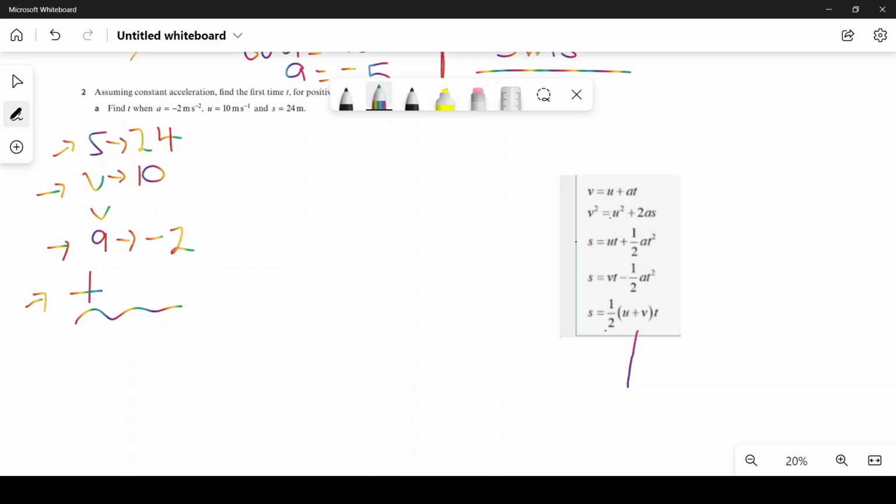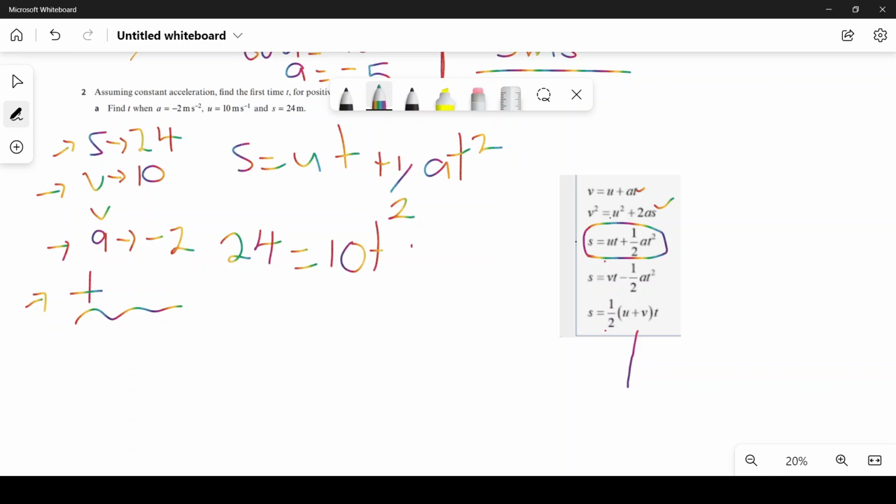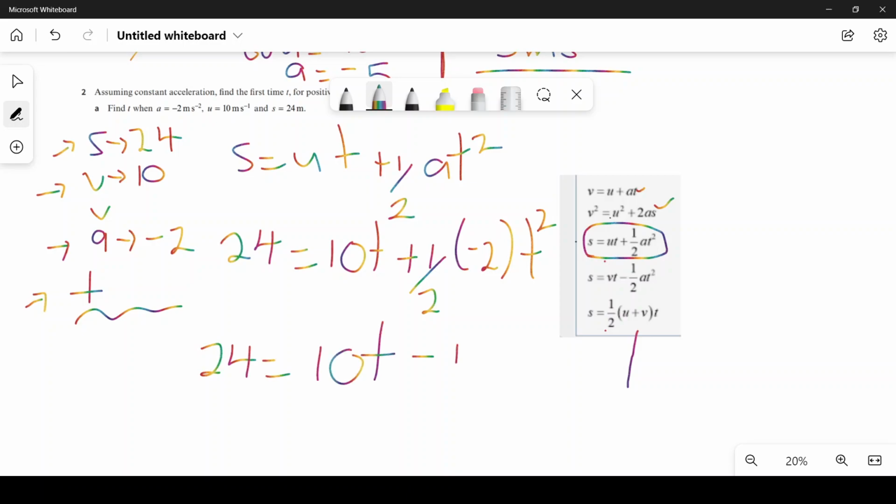So we need to look for an equation that has S, U, A, and T, which is what we're looking for. So that equation is not going to include the V. Which equation is that? This has a V, this has a V. It's going to be this equation there. So we substitute. S equals UT plus a half AT squared. S is 24 equals 10t plus a half negative 2t squared. So 24 equals 10t minus 1t squared, and that's the equation.